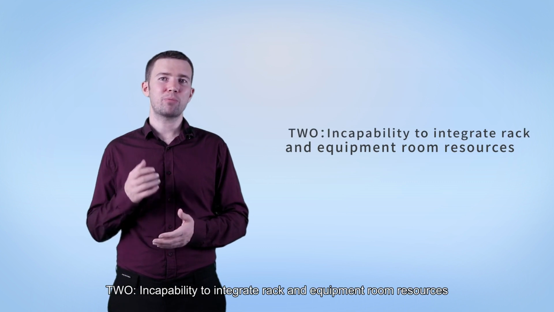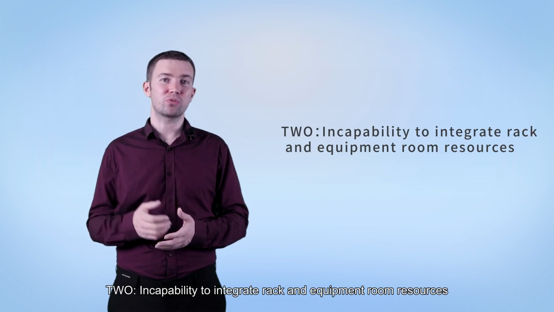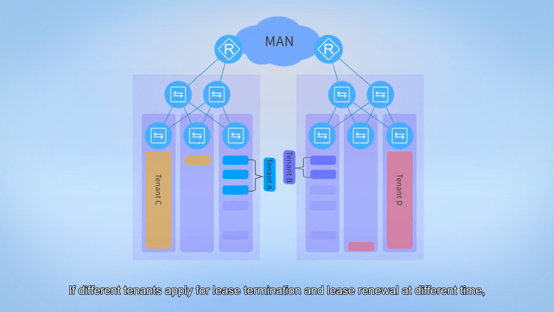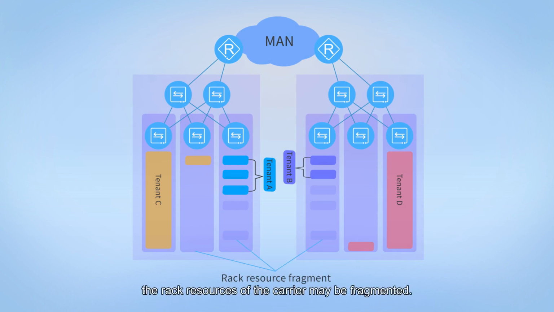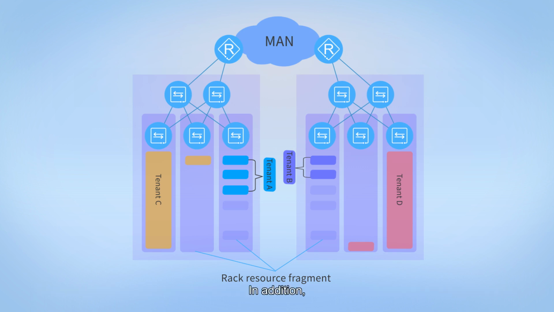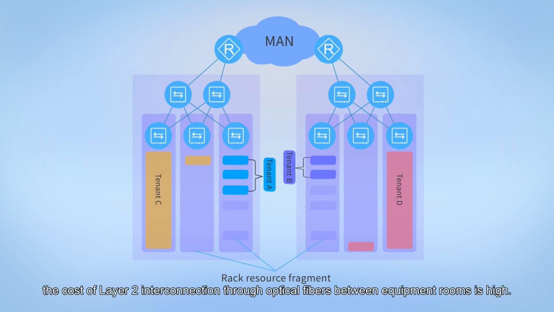2. Incapability to integrate rack and equipment room resources. If different tenants apply for lease termination and lease renewal at different times, the rack resources of the carrier may be fragmented. A large-sized tenant wants servers and network devices to be hosted on several racks in a centralized manner. However, existing rack resources are fragmented and cannot meet the tenant's requirements. In addition, the cost of layer 2 interconnection through optical fibers between equipment rooms is high.